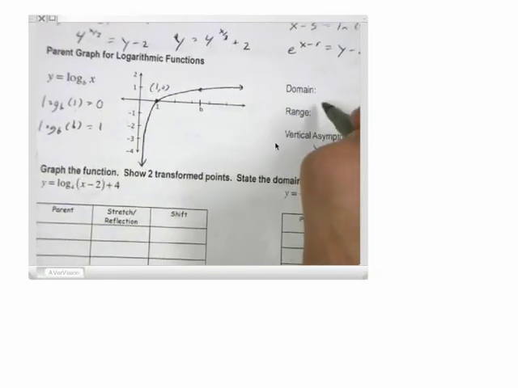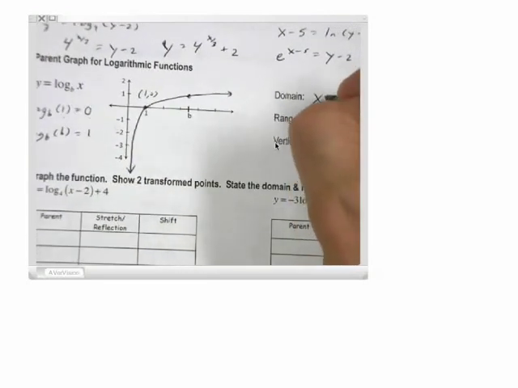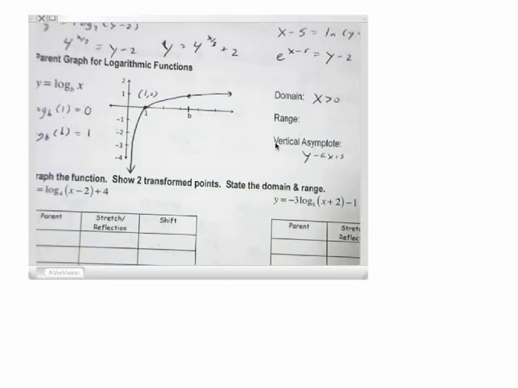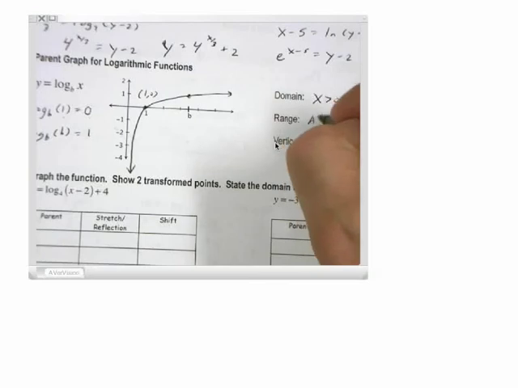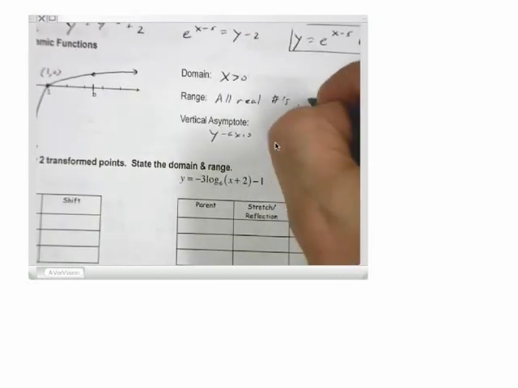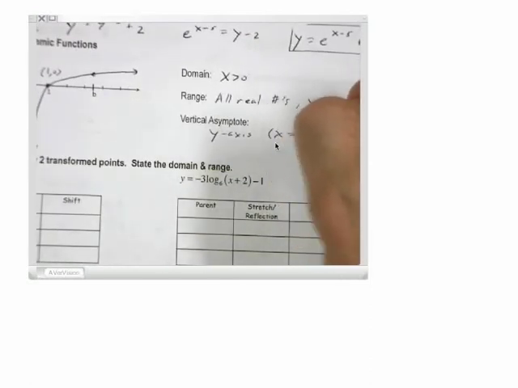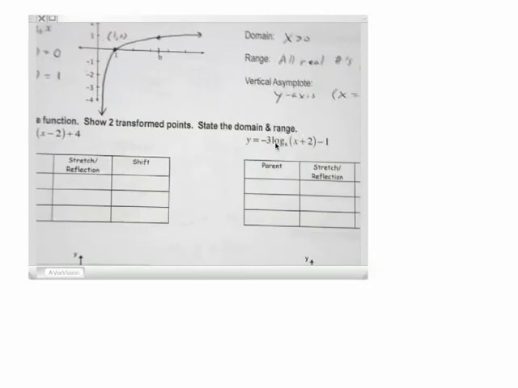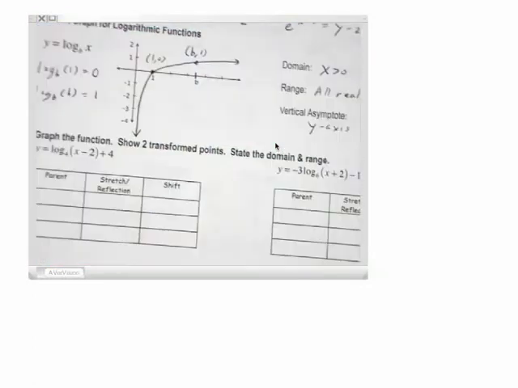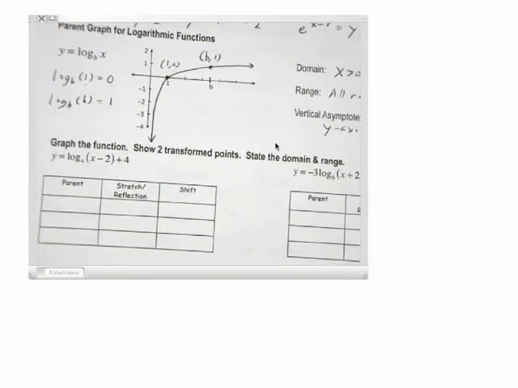So the domain is x is greater than 0. The range goes all the way down to negative infinity, goes all the way up to positive infinity, so the range is all real numbers. Or remember we can write y is an element of the set of real numbers like that. Okay? So there's our basic logarithmic function graph. We have (1, 0), and whatever our base is, 1, we're going to use those 2 points to move it. Okay?